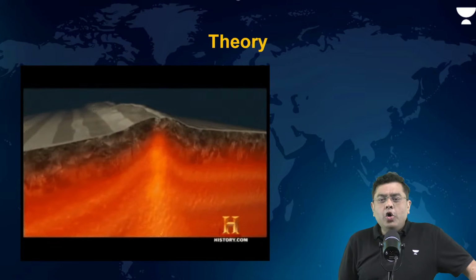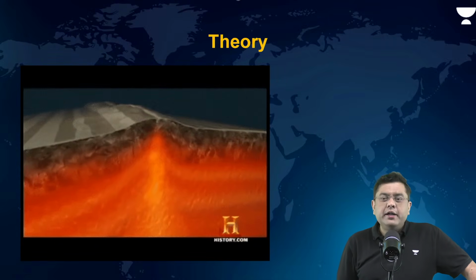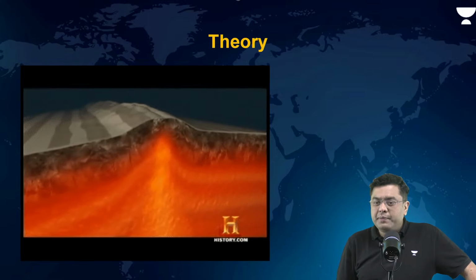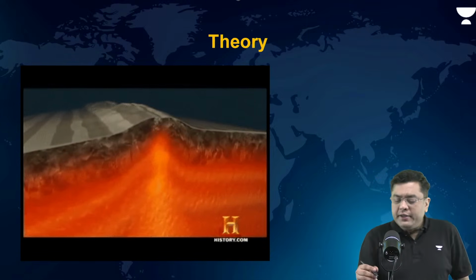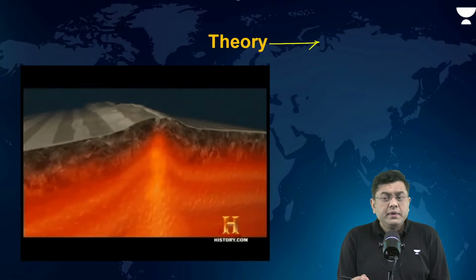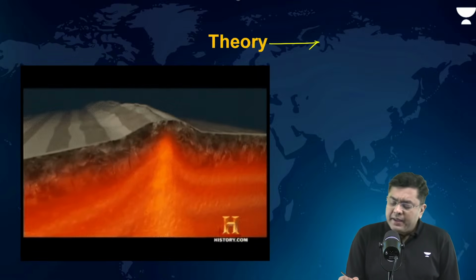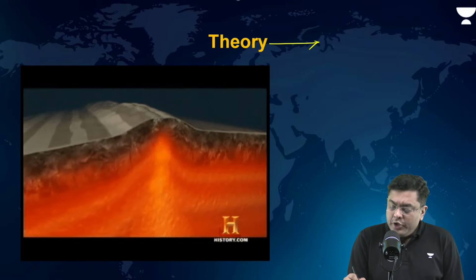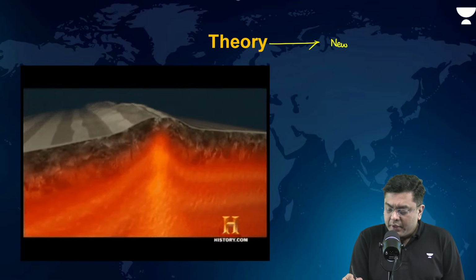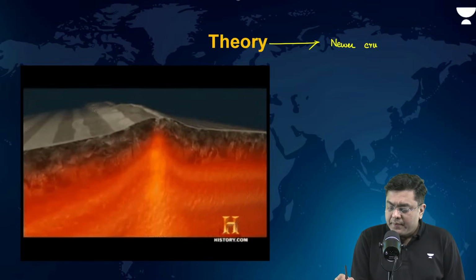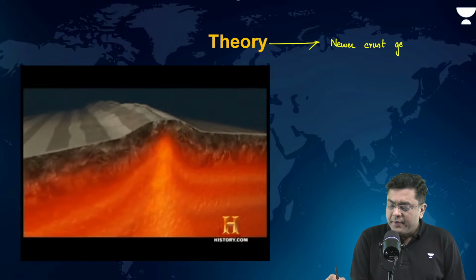So, based upon all of this, he postulated a theory, the seafloor spreading theory. What did the theory tell us? The theory said that basically newer crust gets created where?